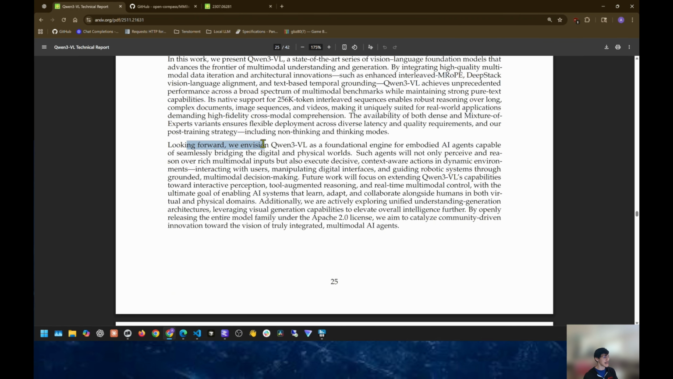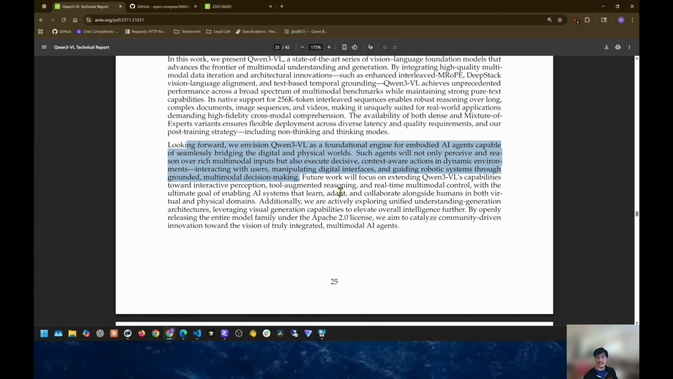Looking forward, we envision Qwen3-VL as a foundational engine for embodied AI agents capable of seamlessly bridging the digital and physical worlds. Such agents will not only perceive and reason over rich multimodal inputs, but also execute decisive, context-aware actions in dynamic environments, interacting with users, manipulating digital interfaces, and guiding robotic systems through grounded and multimodal decision making.